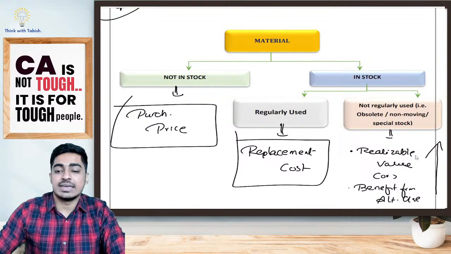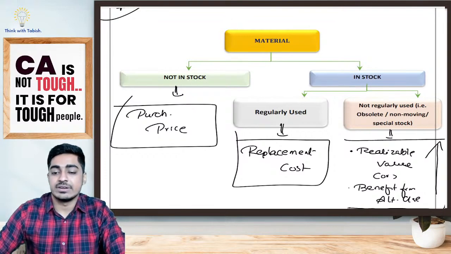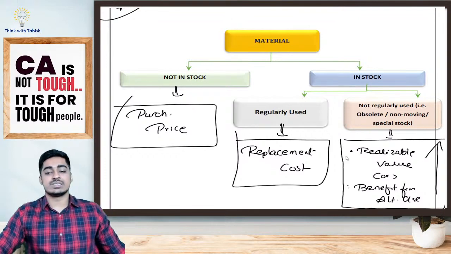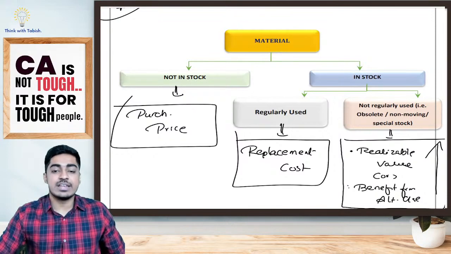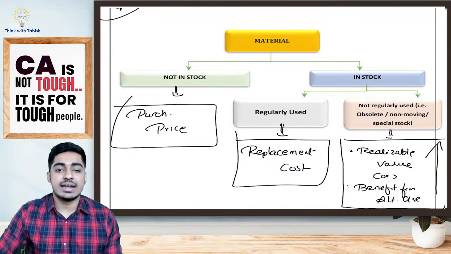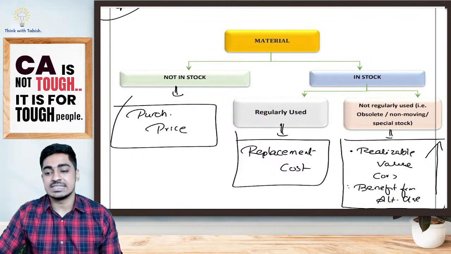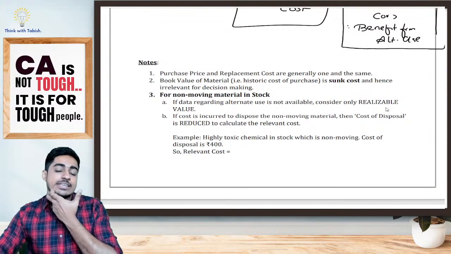Whichever is higher will be our relevant cost. Clear, students? It is either realizable value or benefit from alternate use, whichever is higher. Is it clear? Now, a few additional things.